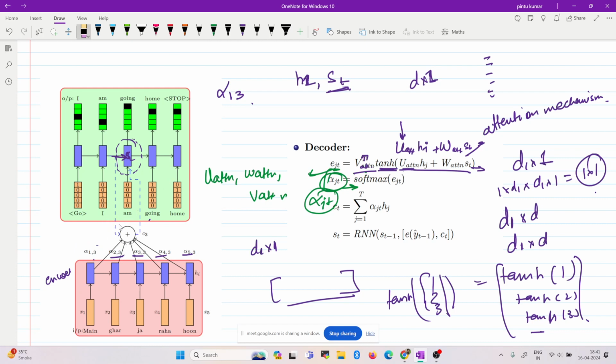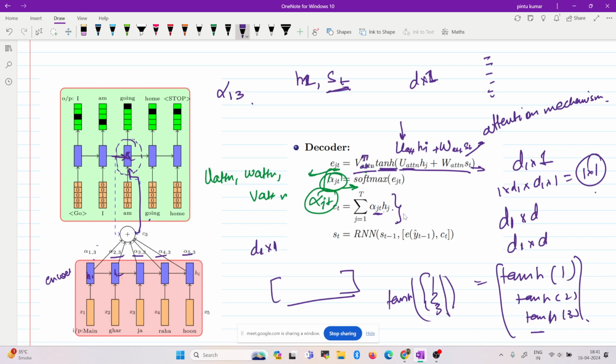Okay. So what is the input that you would be passing on to your RNN? You would be passing on this weighted combination, that is alpha JT into HJ. This is your H1, H2. So this is alpha 13 H1 plus alpha 23 H2. This is the weighted combination that you would be passing to this particular time step, not layer.